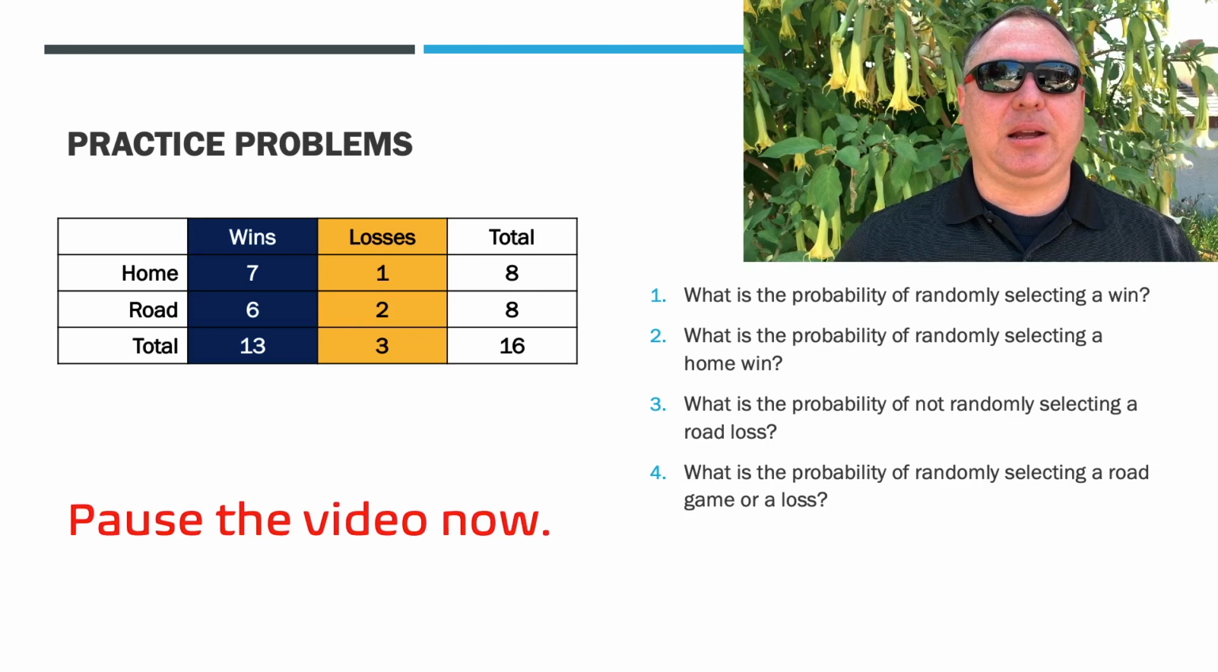Let's practice this concept. Here are 4 questions to try. Stay tuned until the end for the answers. In 2018, the Los Angeles Rams posted a 13-3 record. In fact, they were so good that year, they played in the Super Bowl, losing to the Patriots.